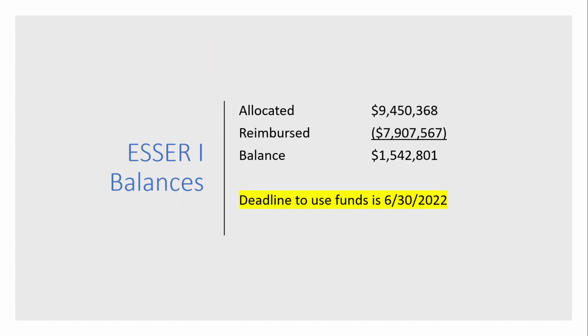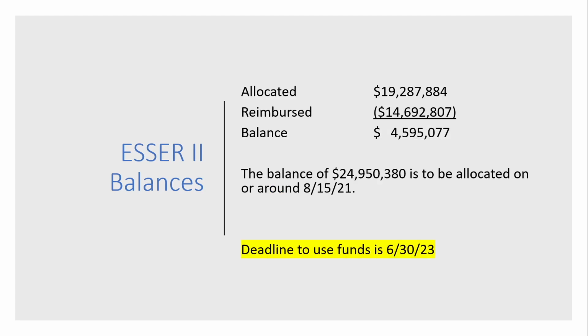So now you will see the balances for our ESSER. For ESSER I, we were allocated 9.4 million. We have been reimbursed, because remember, these are reimbursement grants. We have been reimbursed 7.9, which means we still have 1.5 million left to use, and the deadline to utilize these funds is June 30th, 2022. We'll go on to ESSER II.